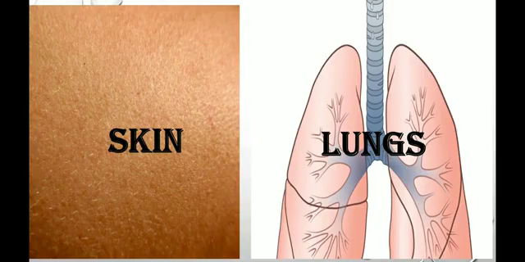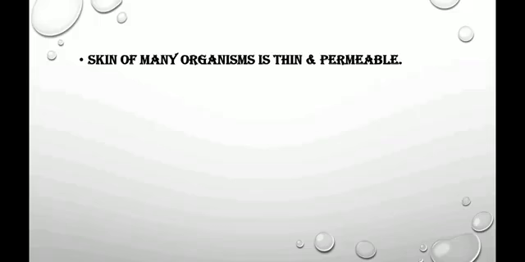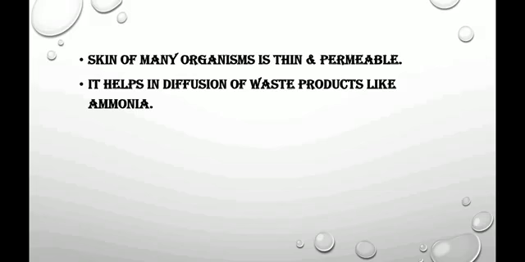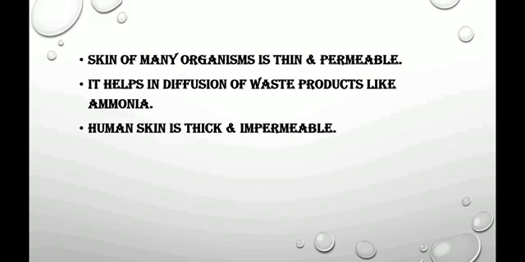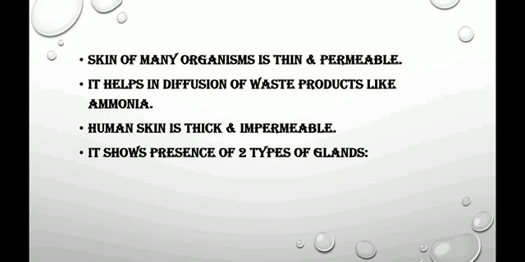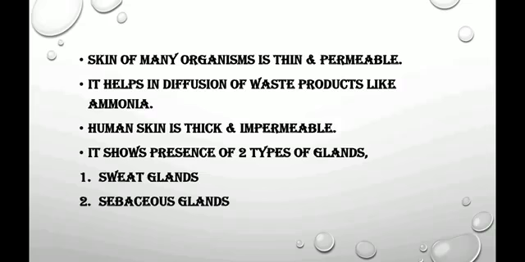Other organs which are involved in excretion are skin and lungs. Let us first see the details of skin. Skin of many organisms is thin and permeable. It helps in diffusion of waste products like ammonia. But human skin is thick and impermeable. It shows a presence of two types of glands. They are sweat glands and sebaceous glands.